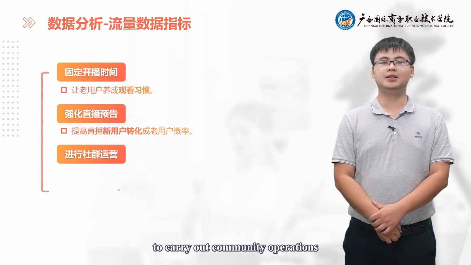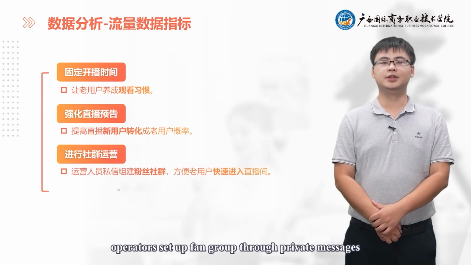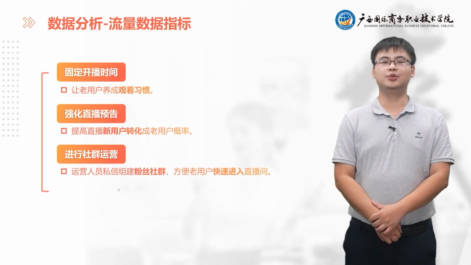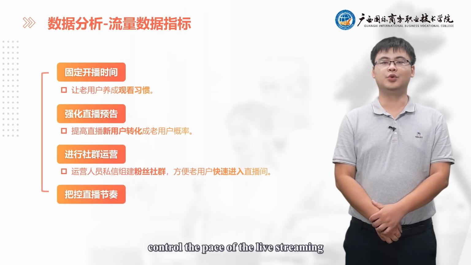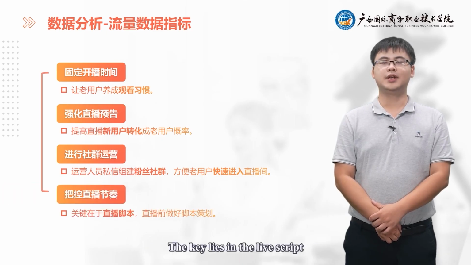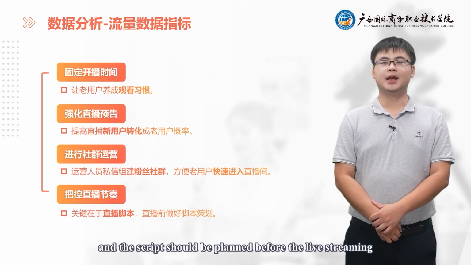Third, carry out community operations: operators set up fan groups through private messages so that old users can quickly enter the live room. Fourth, control the pace of the live streaming. The key lies in the live script, and the script should be planned before the live streaming.